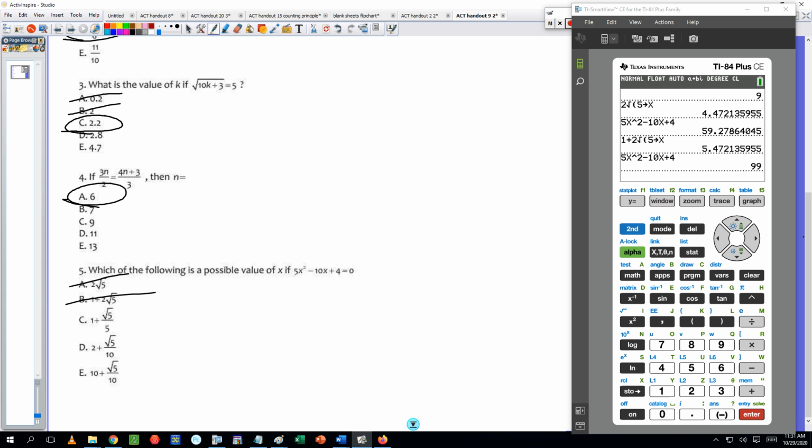No, mark it out. 1 plus second radical 5. You need to close the parentheses right there. Divided by 5. Let's store that for my x. Second enter. Second enter, bringing up that past. Hit enter. We got us a 0. Answer is C.